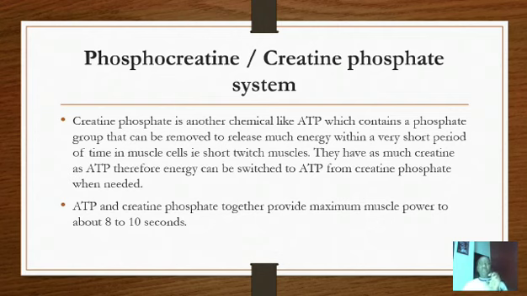But now the difference is phosphocreatine, or creatine phosphate, provides energy within a very short period of time. Meaning parts of the body that require much energy, but within a very short period of time, that energy is provided by or from that chemical known as creatine phosphate. Remember, it is a compound just like adenosine triphosphate. So it provides much energy just within seconds.